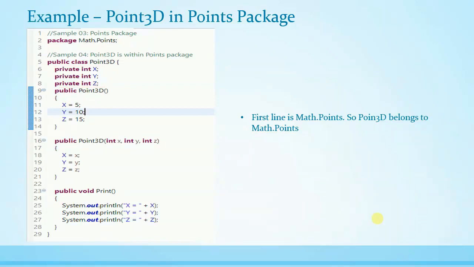Then we have two constructors. One is the default one, which runs from 9 to 14. Then we have an overloaded constructor, Point3D, which initializes the internal members x, y, z with user-supplied values. Then we have a print method that prints the coordinate values.